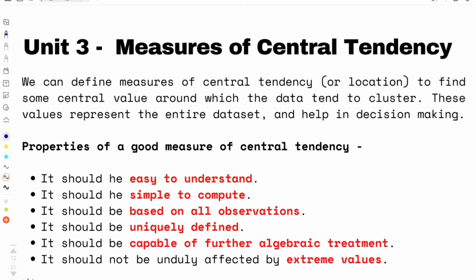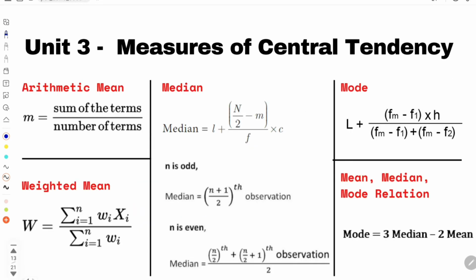Now, we also saw what the properties of a good measure of central tendency were. That is, it should be very easy to understand. It should be simple to compute. It should be based on all observations. When you define a measure of central tendency, to be called a good measure of central tendency, it should be based on all the observations. It should be uniquely defined and be capable of further algebraic treatment. And it should not be unduly affected by extreme values, also called outliers.